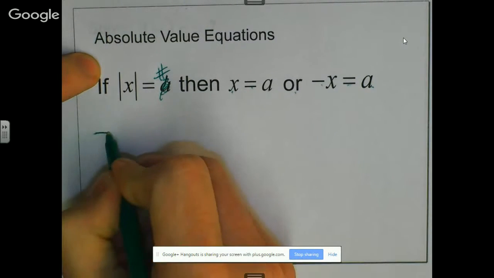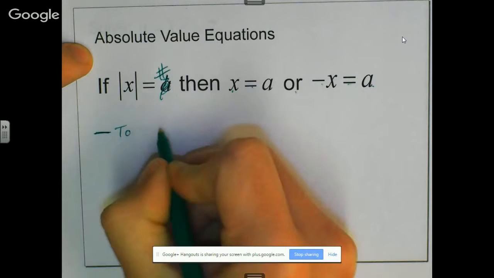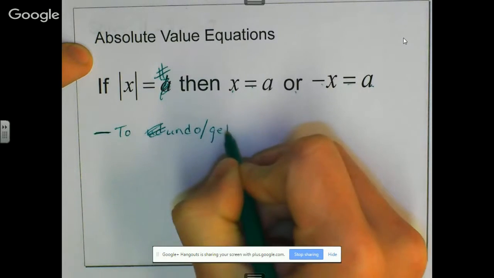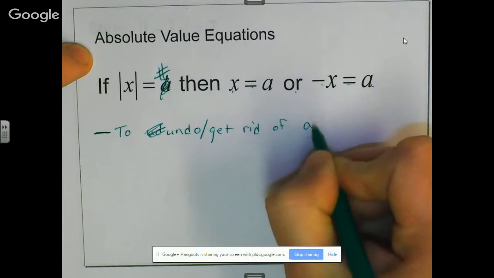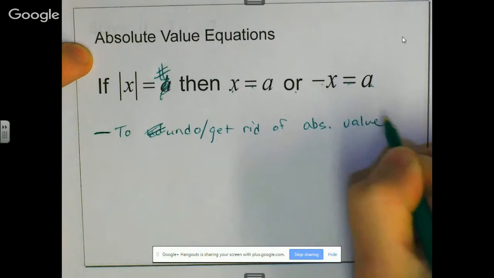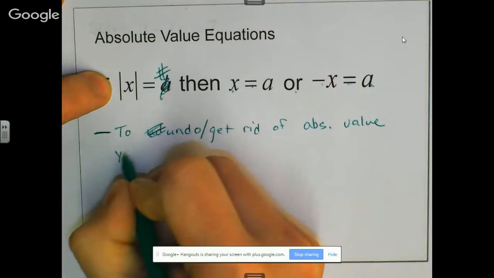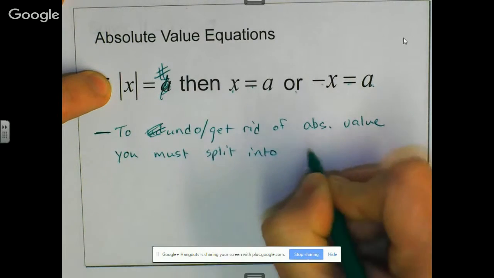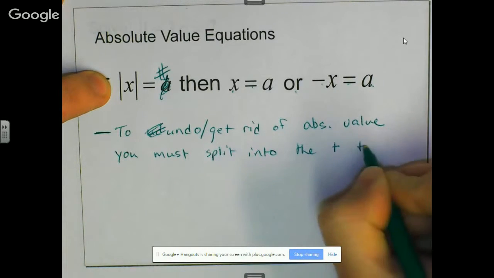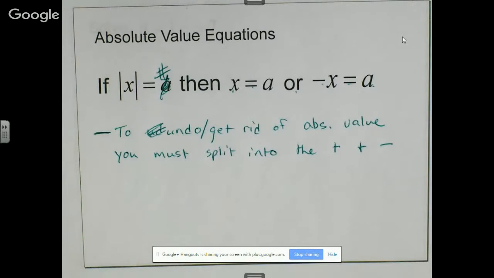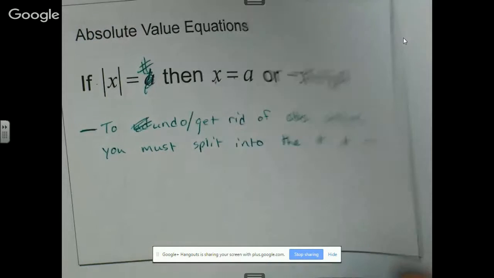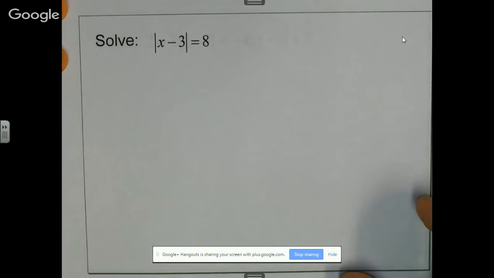So the one thing you really need to take from this lesson here is that to undo or get rid of absolute value, to get rid of this symbol here, you must split into the positive and negative. This is the positive, this is the negative. That's the only way we can get rid of the absolute value. We can't distribute into this, we can't just ignore it and let it go away. We have to split it into two. And this is a very easy thing to do.